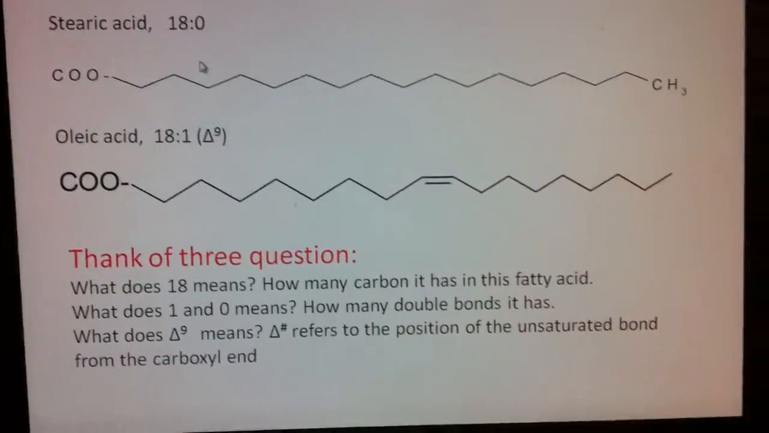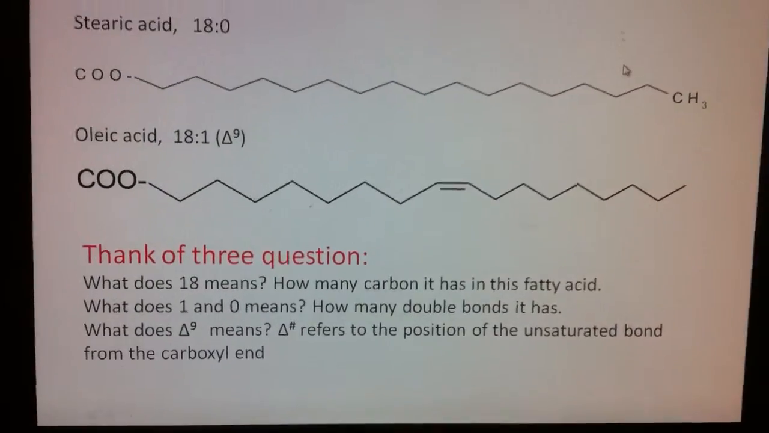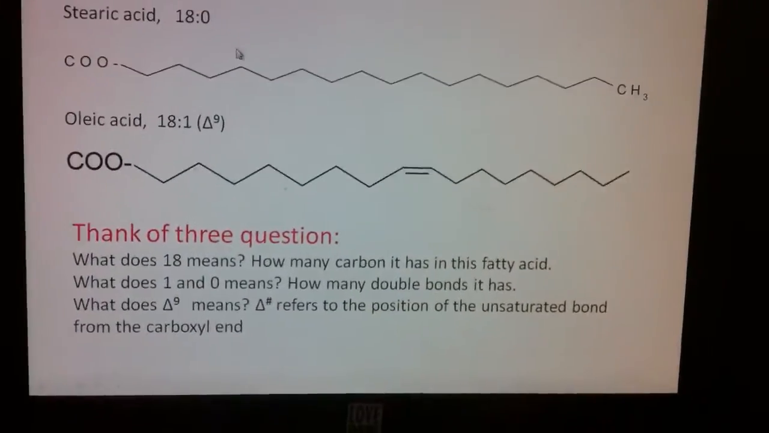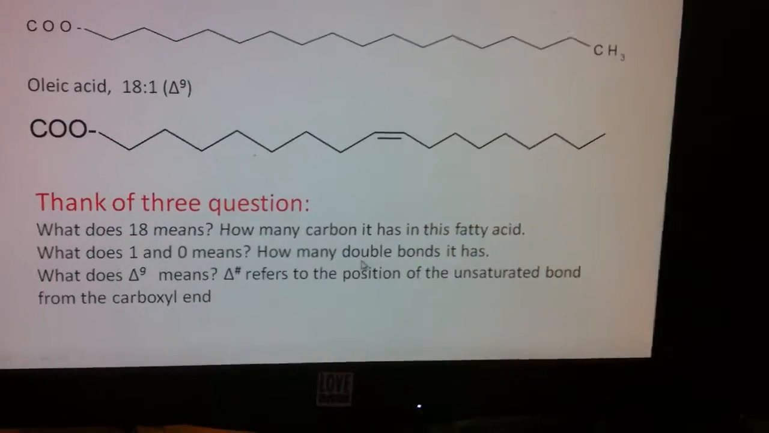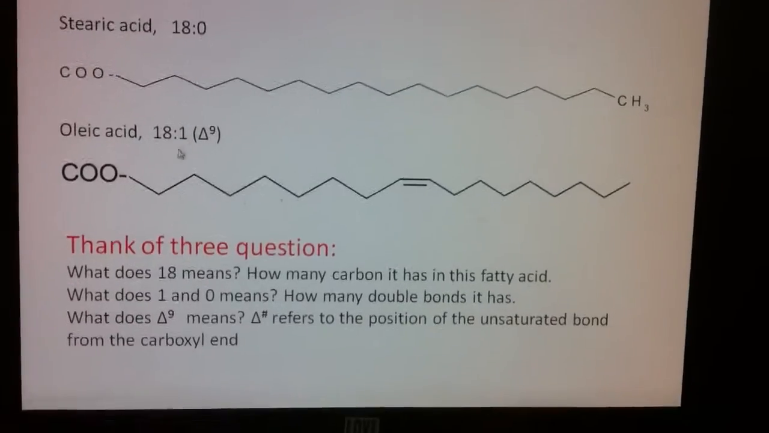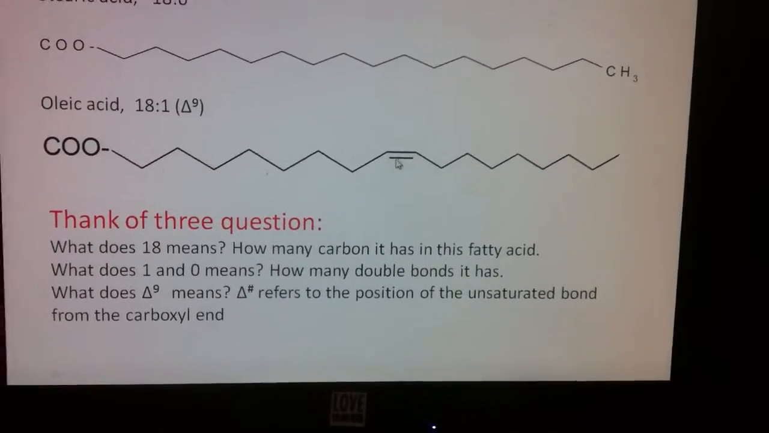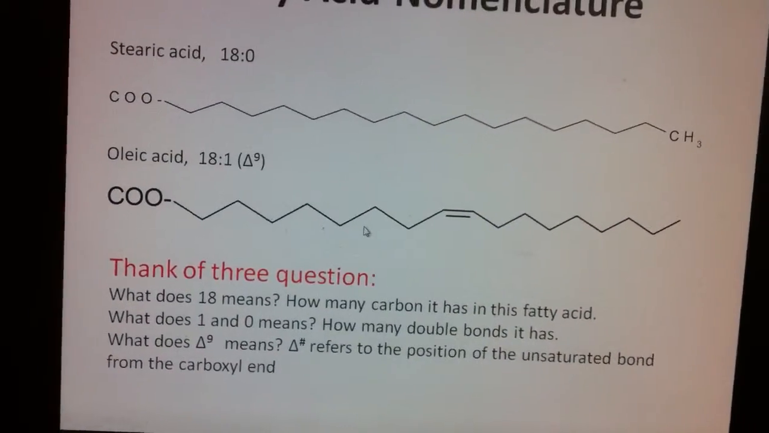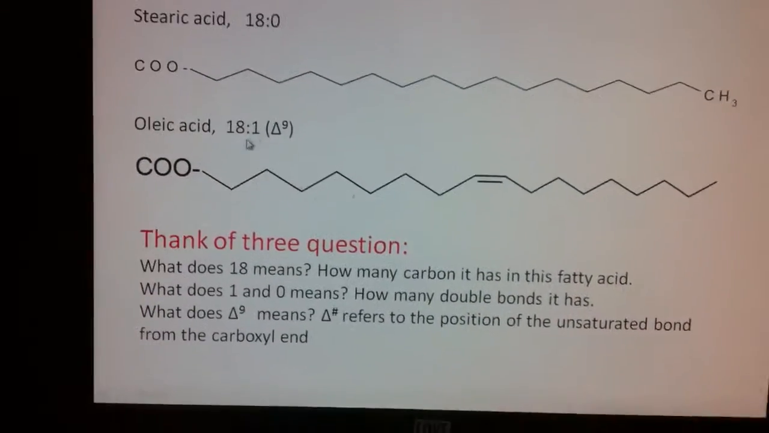Remember what I talked about before. This one is a saturated fatty acid because it has no double bond, right? So we should write a 0 here. The 0 indicates how many double bonds it has. By contrast, this structure has 1 double bond. It is a monounsaturated fatty acid. So we write a 1 here.